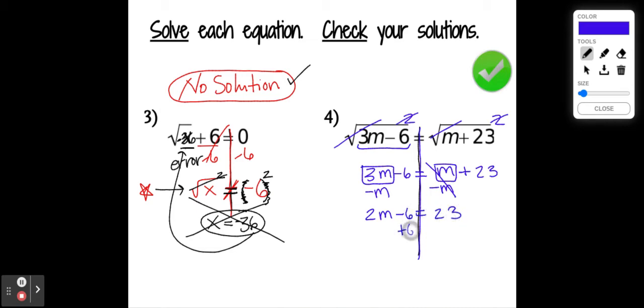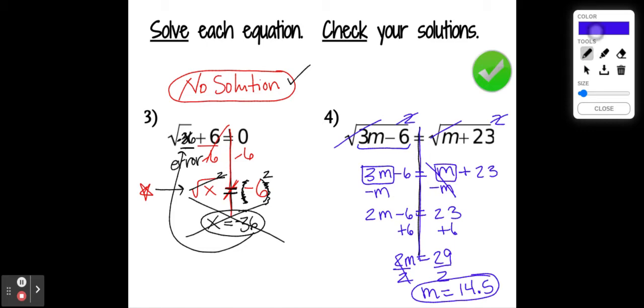Now we'll add the 6 on both sides. 2m equals 29. Well, clearly 29 is not divisible by 2, so we're going to end up with a decimal, which is perfectly fine. And 29 divided by 2 is 14 and a half. All right, so we end up getting 14.5 for a solution.